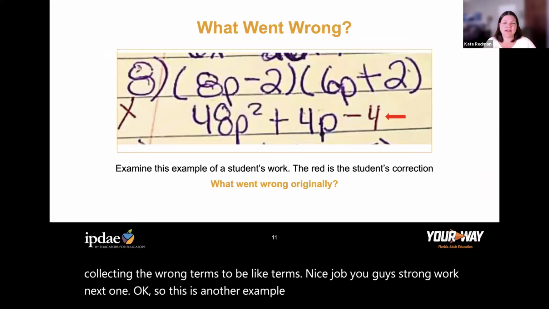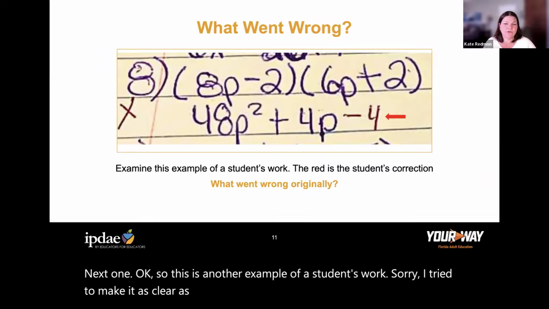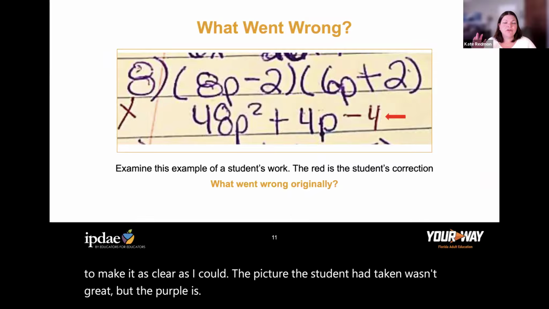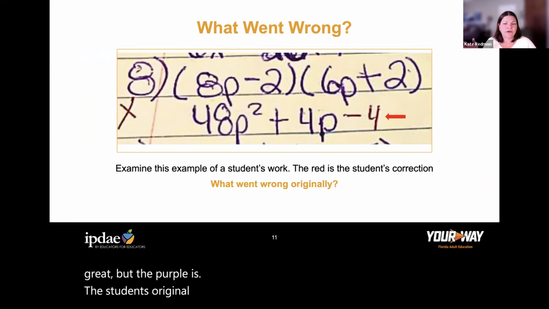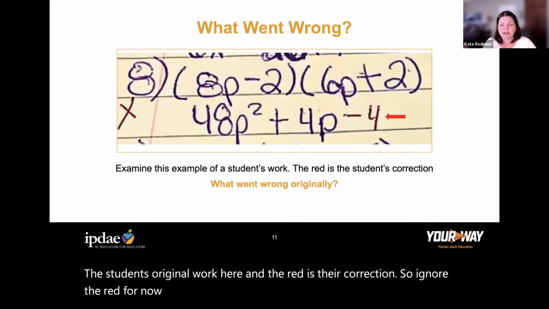Sorry, I tried to make it as clear as I could. The picture the student had taken wasn't great. But the purple is the student's original work here, and the red is their correction. So ignore the red for now. My question to you is what went wrong before they corrected it? Any thoughts?